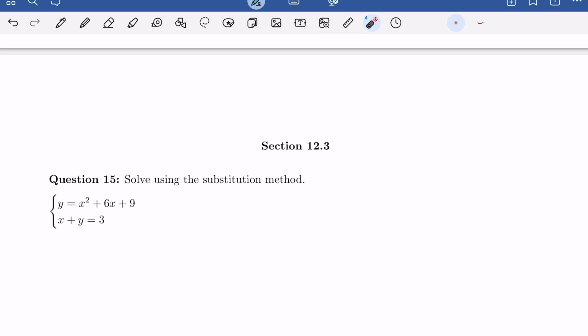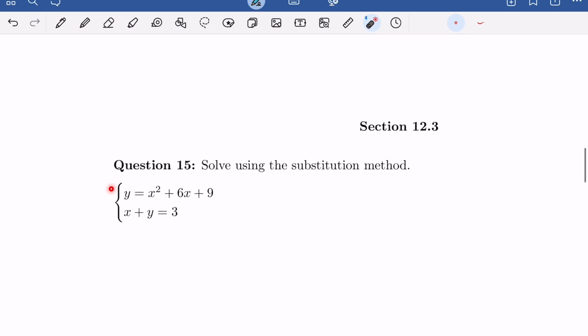We're no longer just looking at linear equations. So that's the difference here. Now for question 15, we want to solve this system here using our substitution method. Very similar to what we saw in previous sections when we were dealing with linear equations, what we're going to do is substitute one value of a variable into the other.